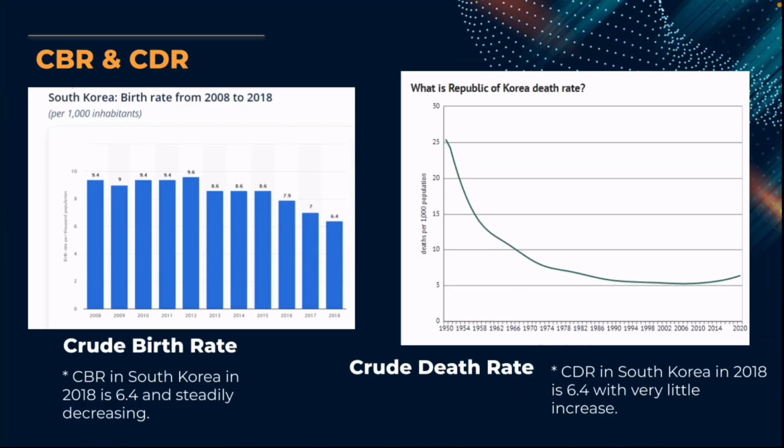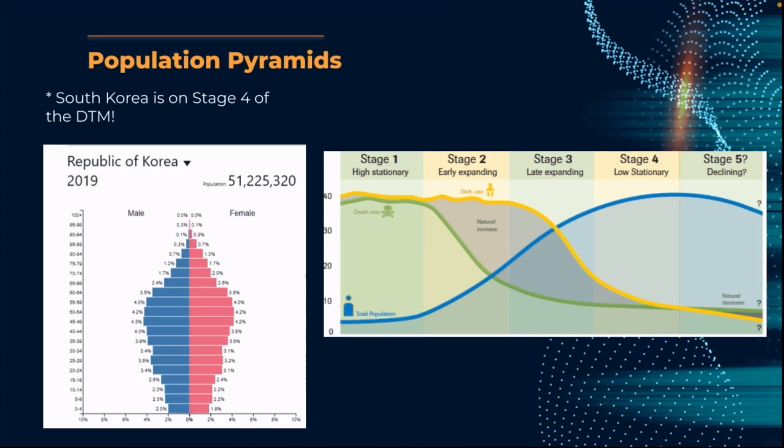Now we're going into CBR and CDR. CBR stands for crude birth rate, and in South Korea, the crude birth rate is very low, as we see on the graphs here too. And CDR stands for crude death rate, and on the graphs we can see that the crude death rate is very low too. Now population pyramids.